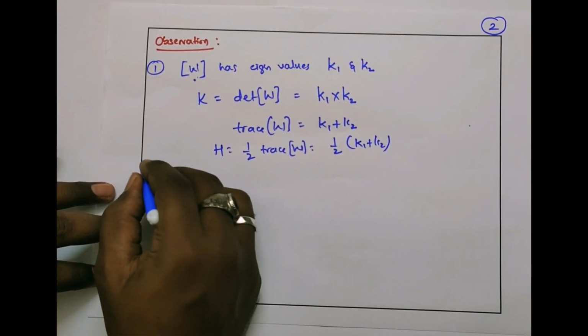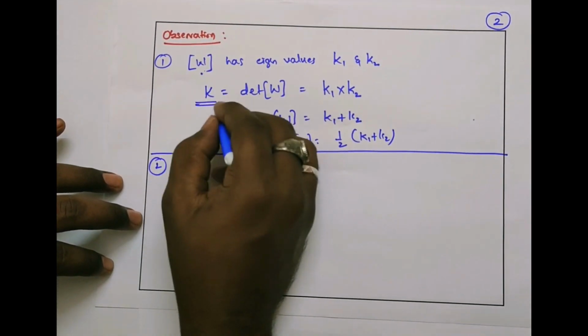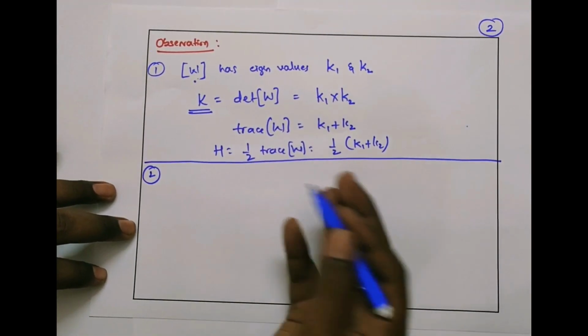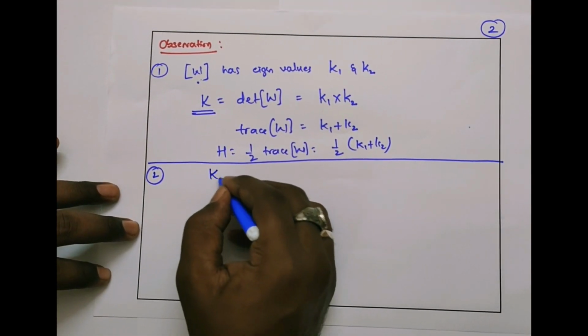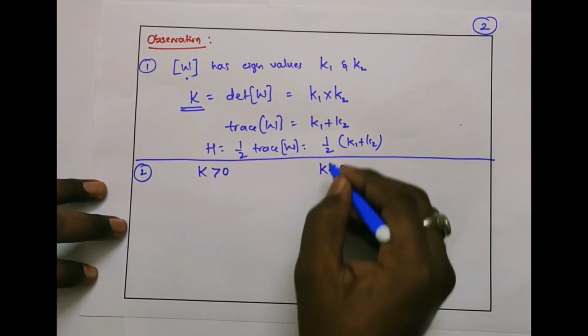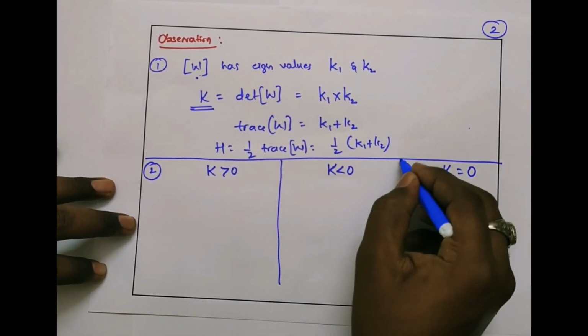But then the second observation we need to make is, if you look at our Gaussian curvature, it could be all three possibilities. The Gaussian curvature can be greater than 0, less than 0, or equal to 0. So let's see when it can happen.